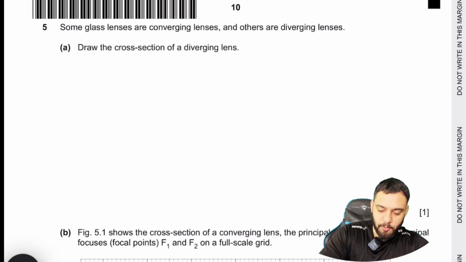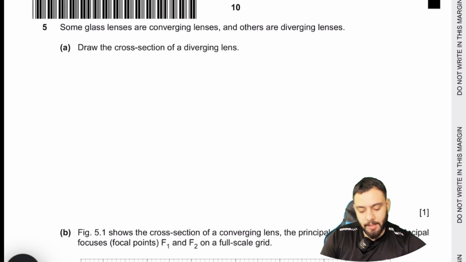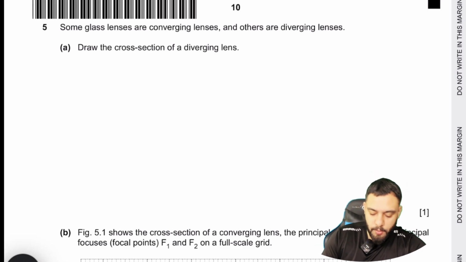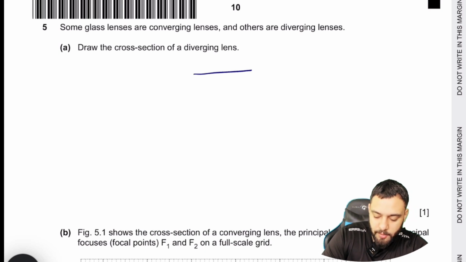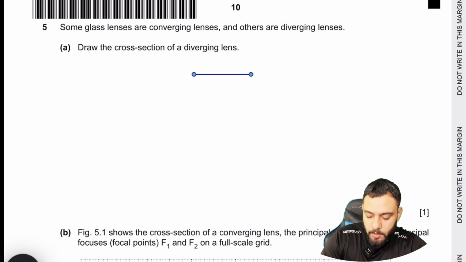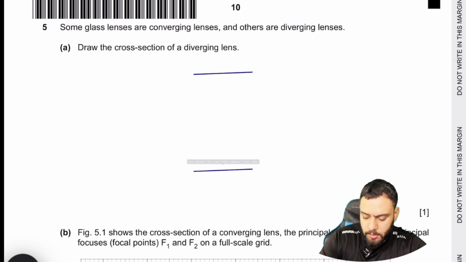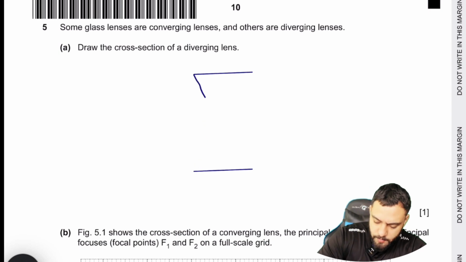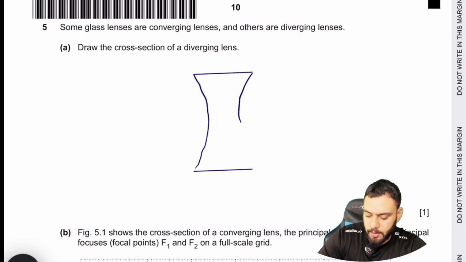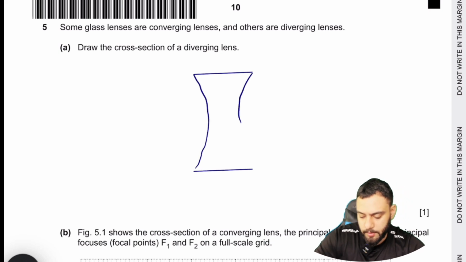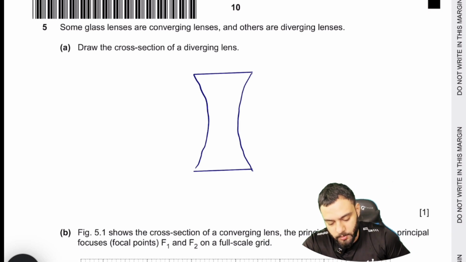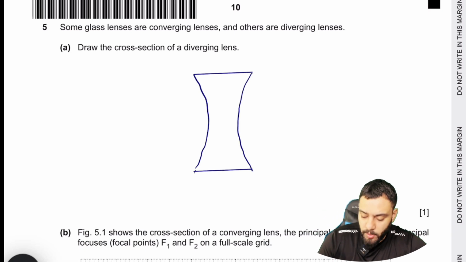All right, guys, question number 5. Some glass lenses are converging lenses and the others are diverging lenses. Draw a cross section of a diverging lens. So for a diverging lens, it's drawn somewhere like this. There are these curves that are going inwards. I'm very bad at drawing, but yet again, okay. So this is going to be a cross section for a diverging lens.